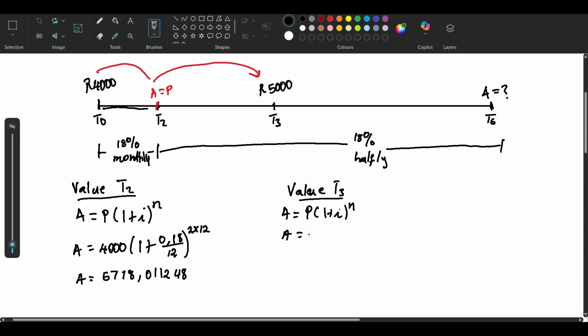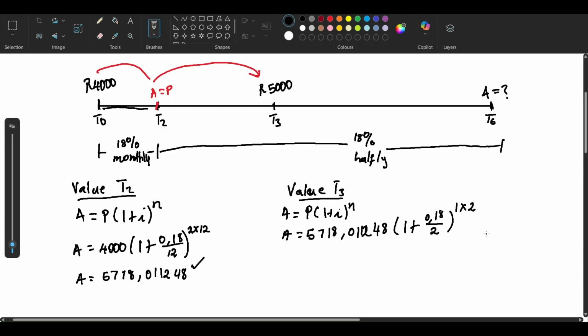So this money, it was our final amount from T0, but now it is from T2. From T2, it is our present value, which is 5,718 rands, 0.11248. Then you're going to say 1 plus our percentage is the same, which is 0.18 divided by 2, since now it is half yearly, right? So for how long? It is for only just 1 year, right? You're going to multiply it by 2 as well.